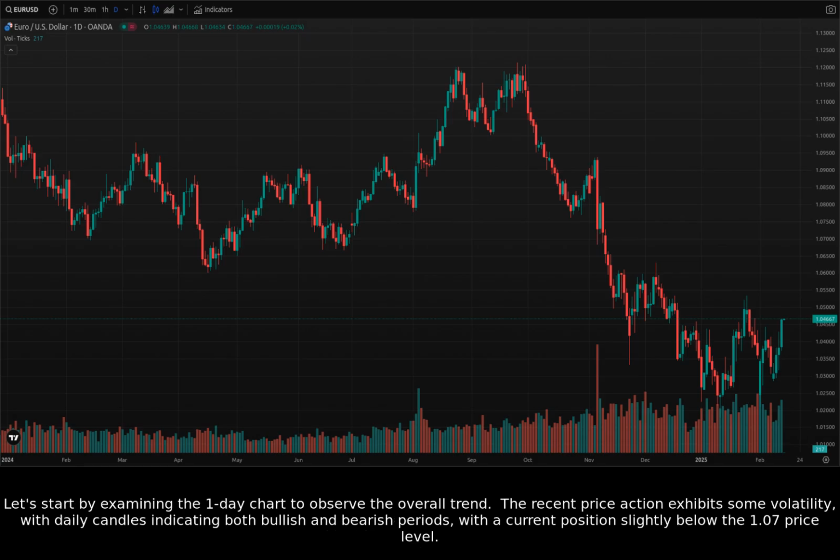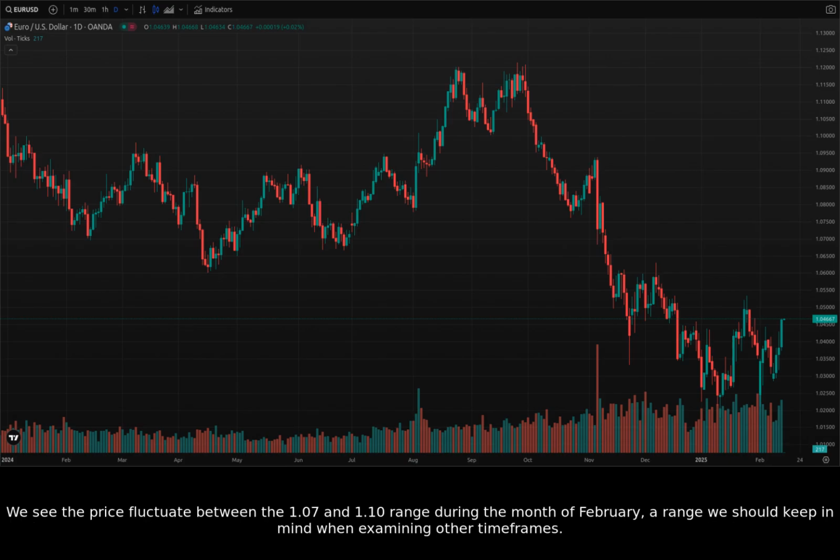Let's start by examining the one-day chart to observe the overall trend. The recent price action exhibits some volatility, with daily candles indicating both bullish and bearish periods, with a current position slightly below the 1.07 price level. We see the price fluctuate between the 1.07 and 1.10 range during the month of February, a range we should keep in mind when examining other timeframes.